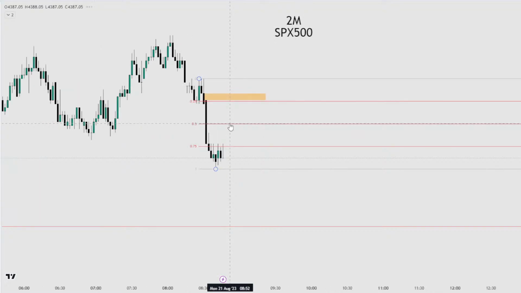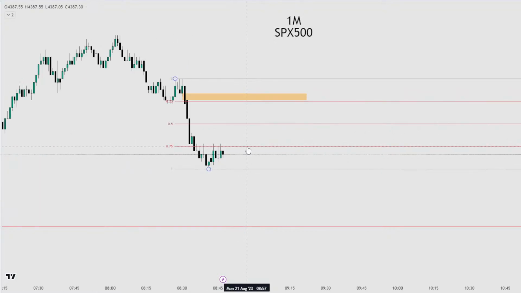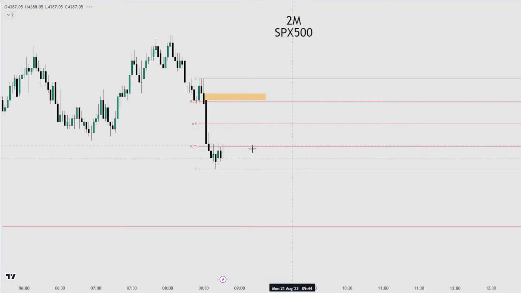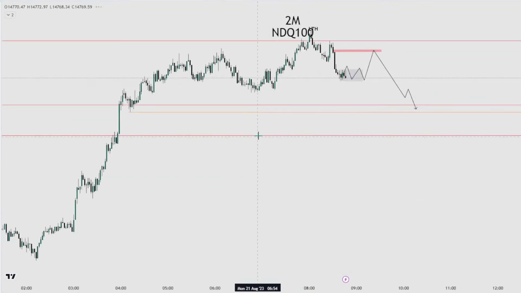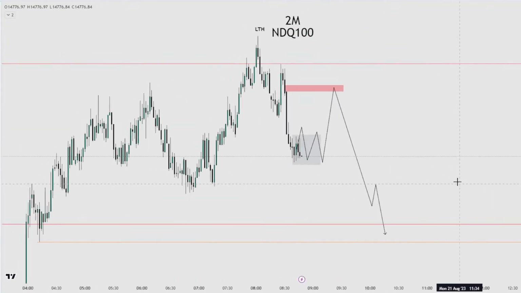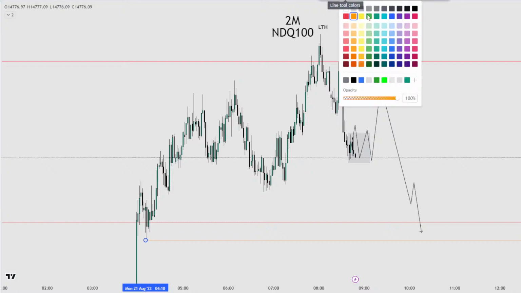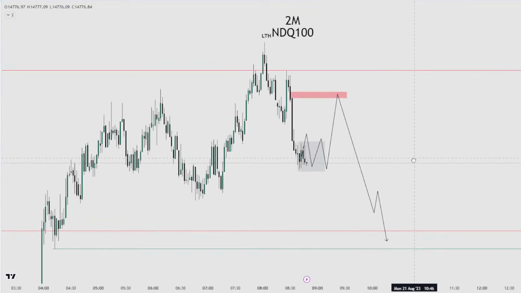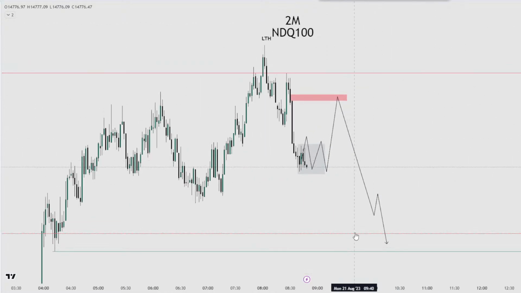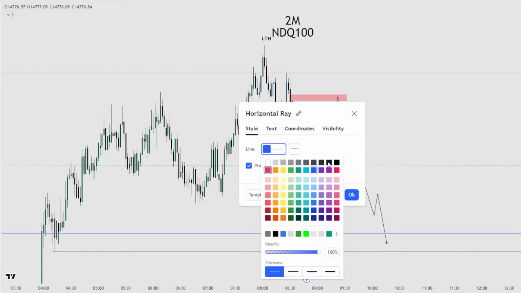3-minute looks decent, but I like 2-minute more. In my opinion, I prefer 2-minute. The 2-minute gap looks decent, but Nasdaq is just moving so nicely. So what I'm looking for is the 2-minute gap. This is the hourly imbalance, by the way. I'm gonna mark it in, let's say, blue.